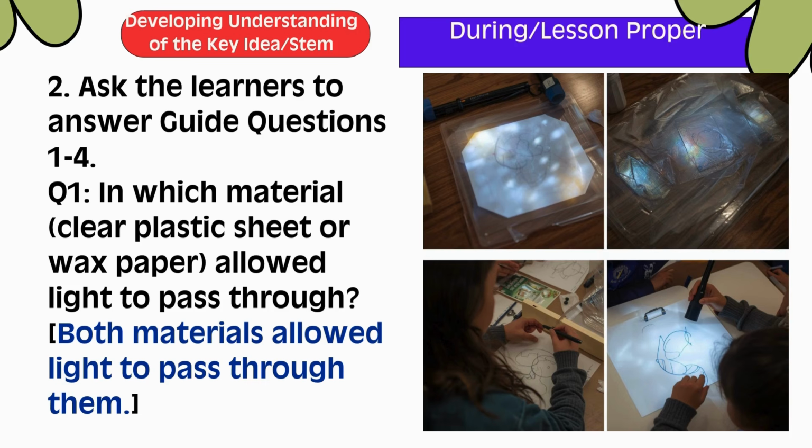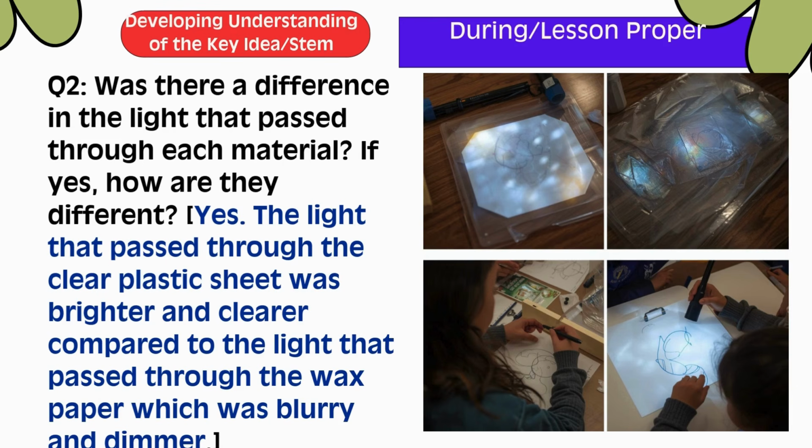Question 1. In which material, clear plastic sheet or wax paper, allowed light to pass through? The answer is both materials allowed light to pass through them. Question 2. Was there a difference in the light that passed through each material? If yes, how are they different? Yes, the light that passed through the clear plastic sheet was brighter and clearer compared to the light that passed through the wax paper, which was blurry and dimmer.